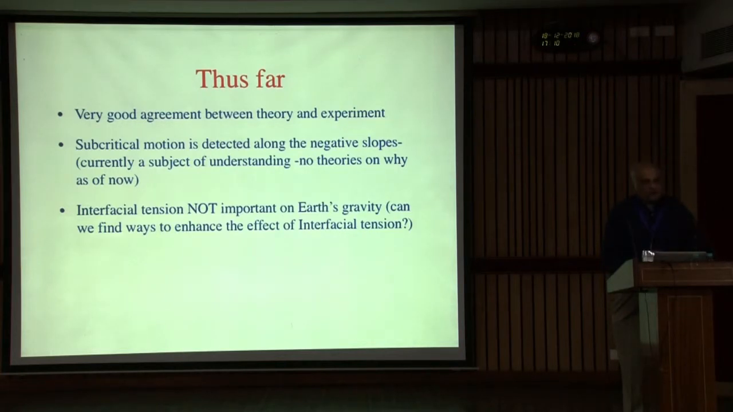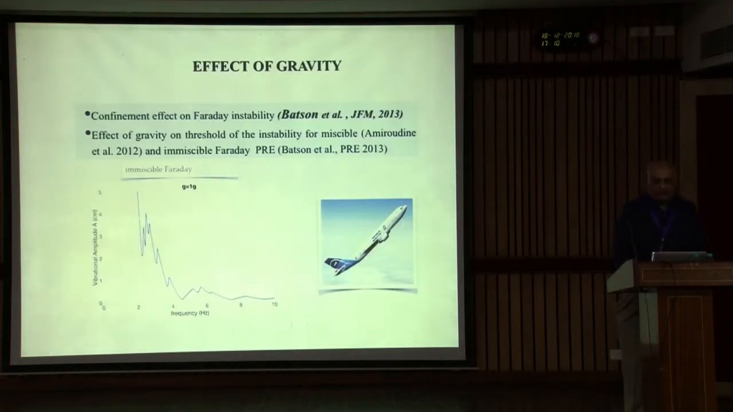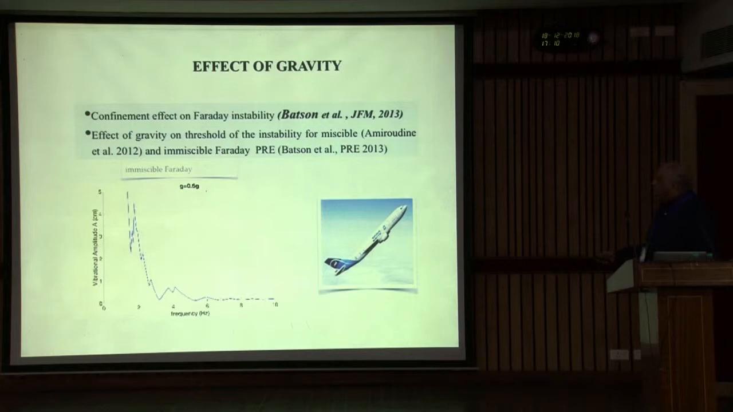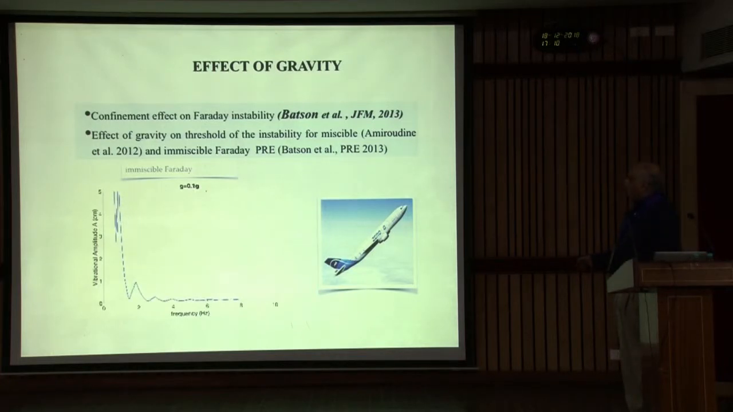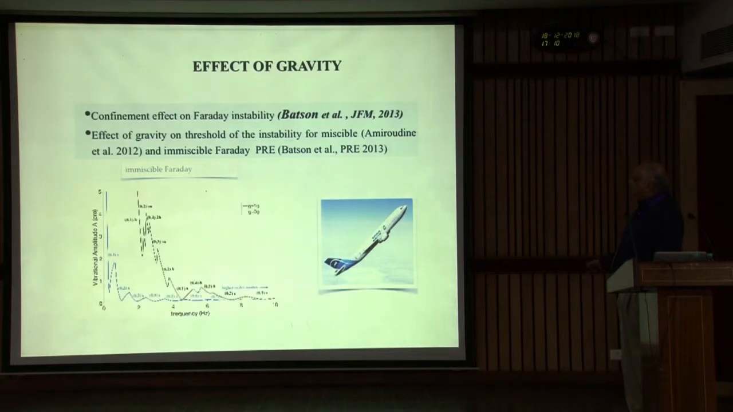So if you want to bring interfacial tension into account, there are two things that you can do. One is the very obvious one. You can lower gravity, and you can do that in a parabolic flight experiment. But before you do that, you might serve yourself by doing a quick calculation. And what you will see is that these modes will shift to the left.